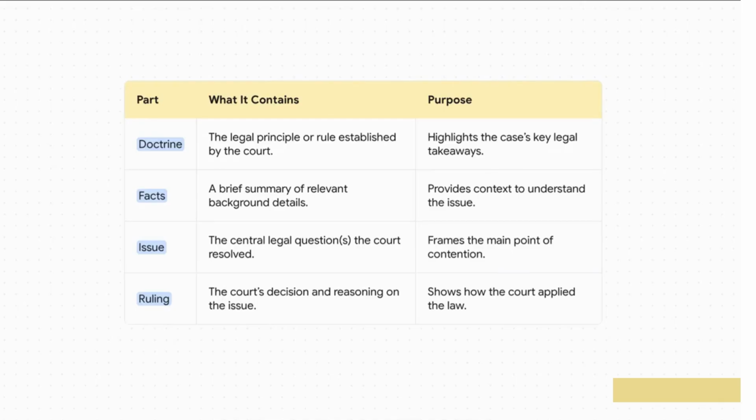And to create a great digest, you just need to follow a simple but really powerful blueprint. It breaks down into 4 parts, and you can remember it with the acronym DFIR. That's DFIR: doctrine, facts, issue, and ruling. The doctrine, that's your main legal takeaway. The facts give you the context. The issue is the core question. And the ruling is the court's final answer. This structure is your key to making sense of it all every single time.